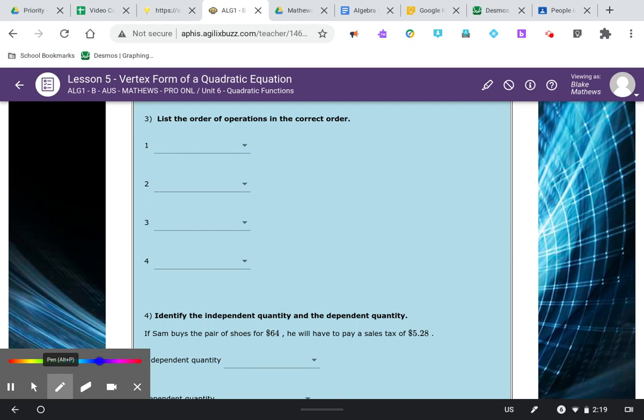All right, we're going to look at the review questions together. These are things that are coming from the previous lessons within the algebra course, but I know that sometimes these things are not so easily remembered from those times. List the order of operations in the correct order.